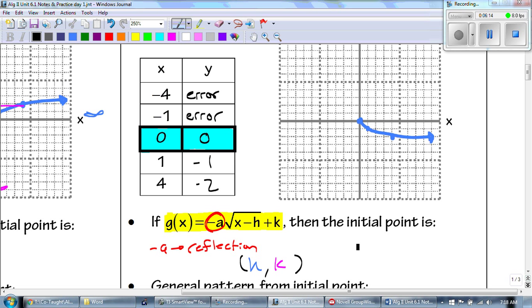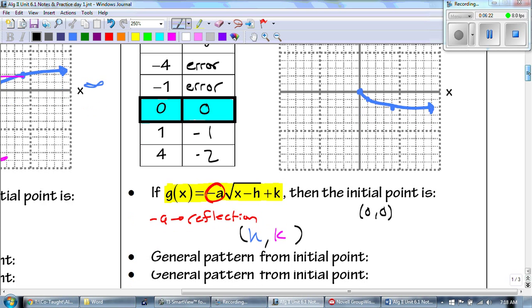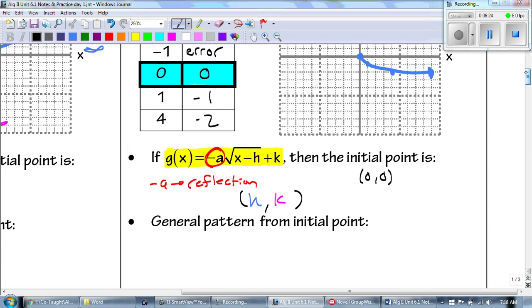In this one, our vertex, or our initial point, sorry, it's going to take me a while to use the correct vocabulary, was 0, 0. Now our pattern is a little different because I'm not going up 1, now I'm going down 1, right 1, down 2, right 4. Notice we're either going up or down, and then we're always going to the right.